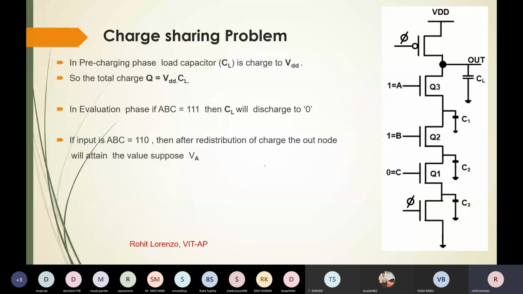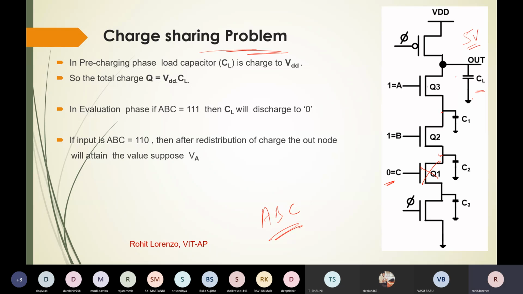Another problem is charge sharing. What is the charge sharing problem? Suppose this is a circuit and there is a capacitor. At this end there are 3 inputs A, B, C, and suppose you provide 110. The 0 means this NMOS transistor will be cut off, and there is an intermediate node capacitance attached at this node and this node. Now suppose you have stored some charge here and the level is 5 volts at the output.